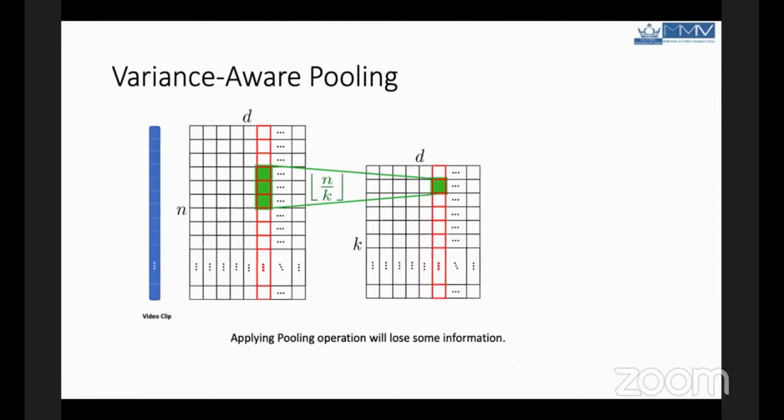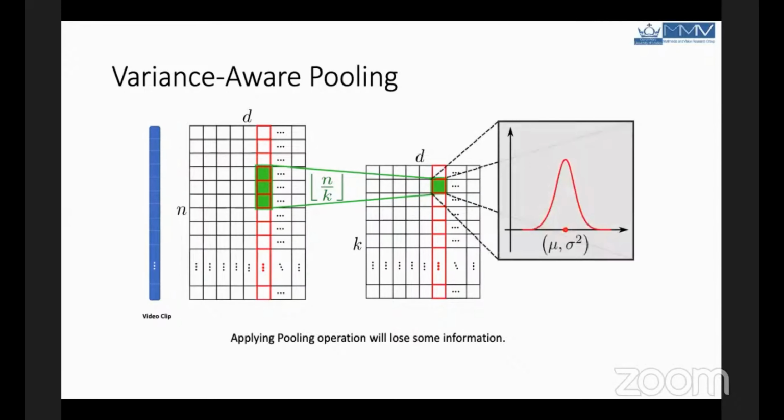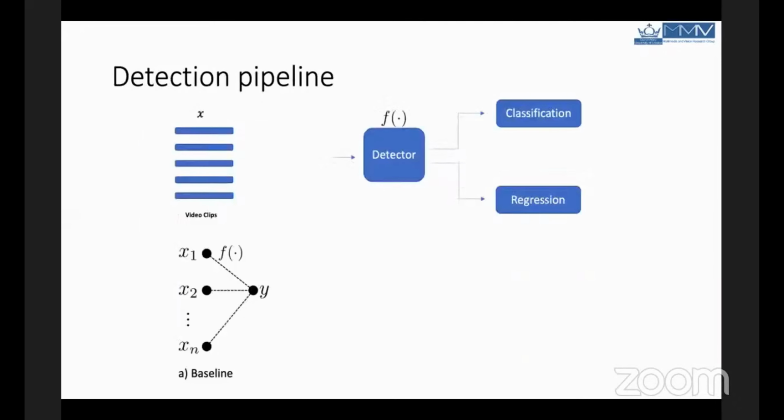However, applying this pooling operation will lose some information. So in this paper, what we do is we not only get the mean, but also the variances to be the final feature. So our final feature is multiple Gaussians instead of just the mean.